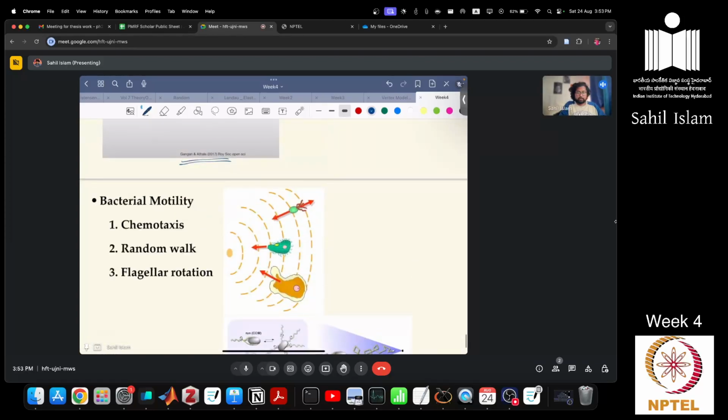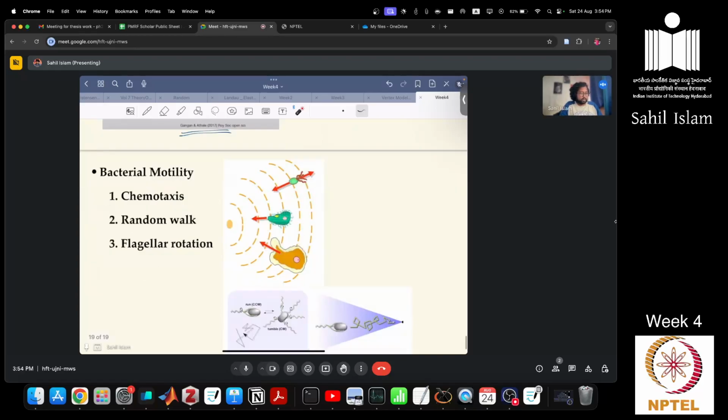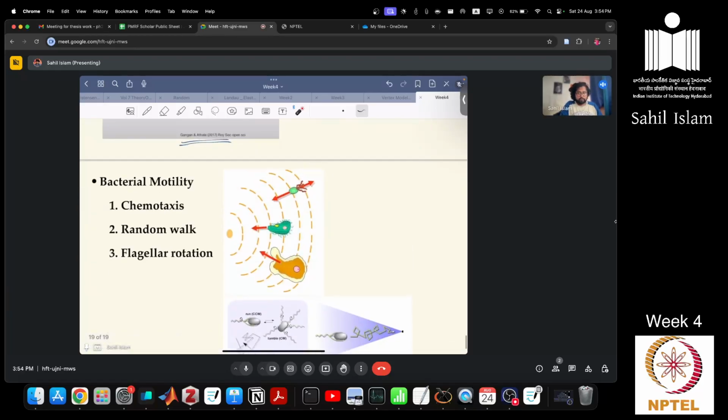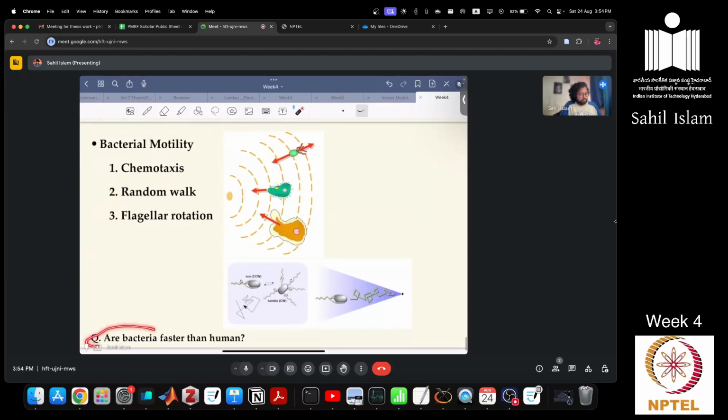So the last topic I will discuss is bacterial motility, or in general cell motility. So what is motility and what kind of behavior a bacteria shows in a real environment, and from there I'll give some hints to calculate the actual speed of a bacterial motion.